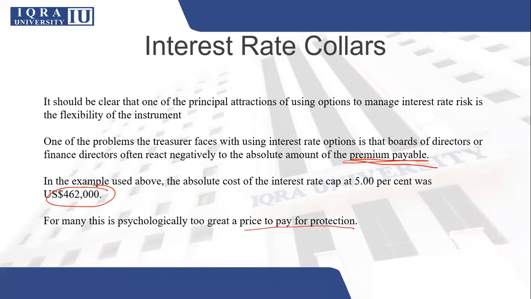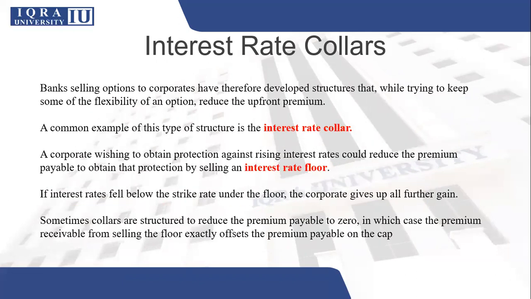So this is too great a price to pay for protection. There is actually a way that you can reduce the amount of premium that you will have to pay, and that is done through an interest rate collar. Banks selling options to corporates have therefore developed structures that, while trying to keep some of the flexibility of an option, reduce the upfront premium. How do they do that? They do it through an interest rate collar.